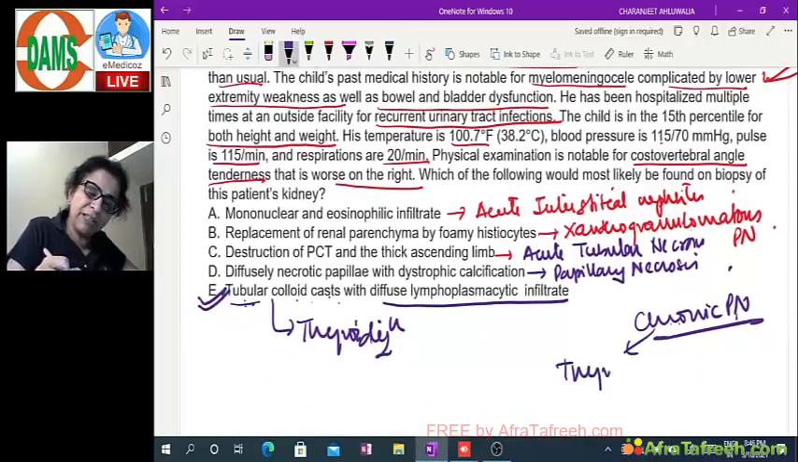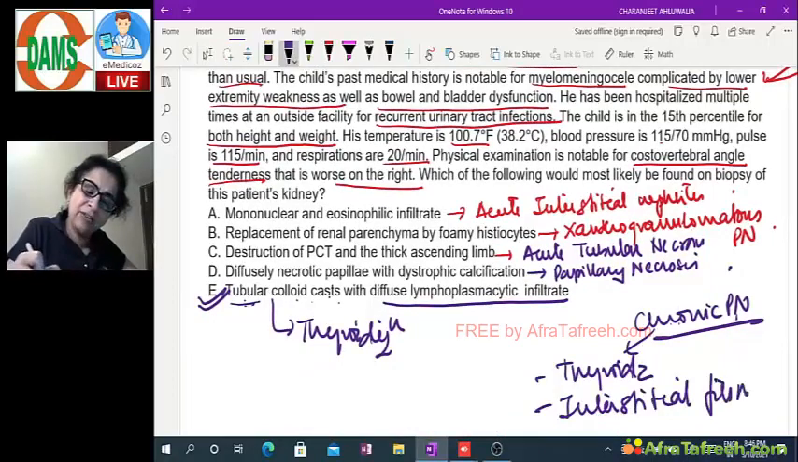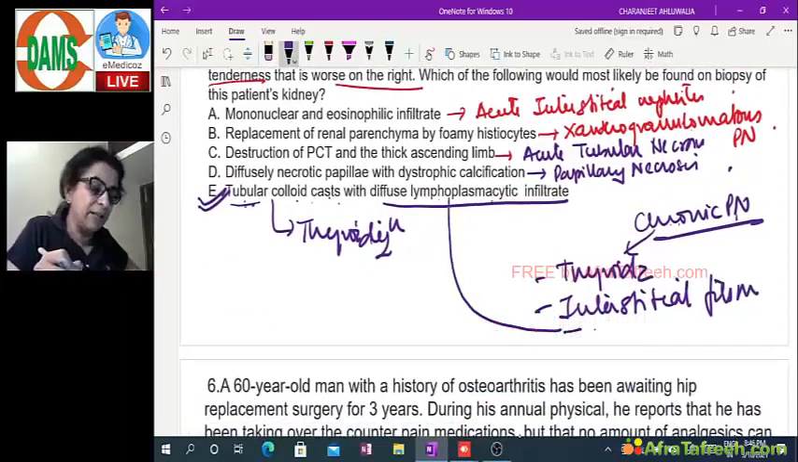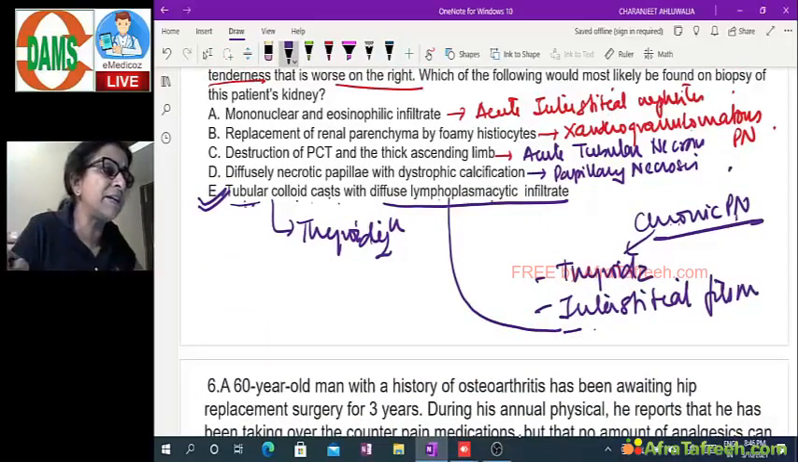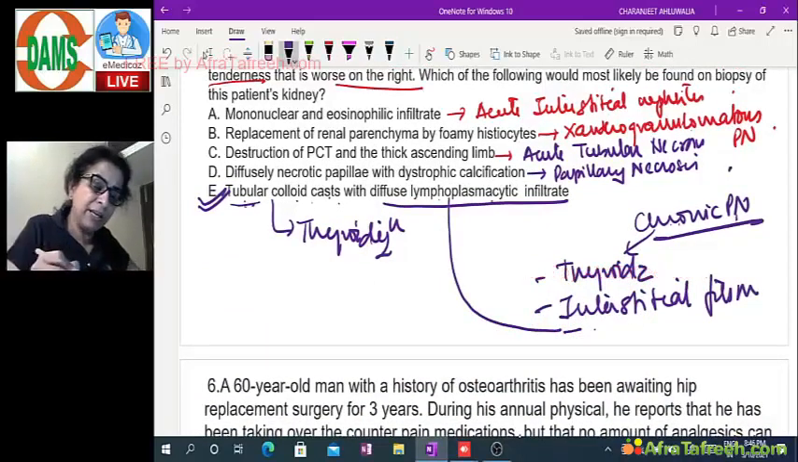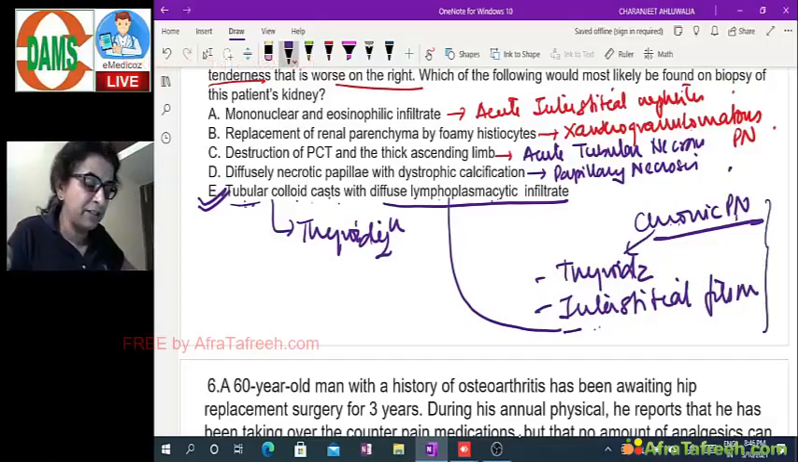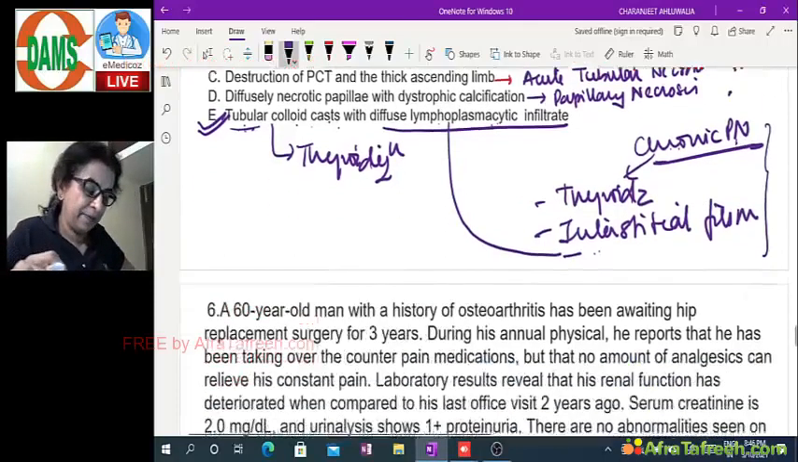And you know, in chronic pyelonephritis, what do you see? You see, number 1, thyroidization, 2, interstitial fibrosis, and 3, chronic inflammation in the interstitium. What is the chronic inflammation? In the interstitium you see lymphocytes and plasma cells. So yes, Muskan, your answer is right. It is E. Parminder, also it is E. Correct. So chronic inflammation, that is diffuse lymphoplasmacytic infiltrate in the interstitium. These are the features of chronic pyelonephritis. So the answer to this is E. Okay.